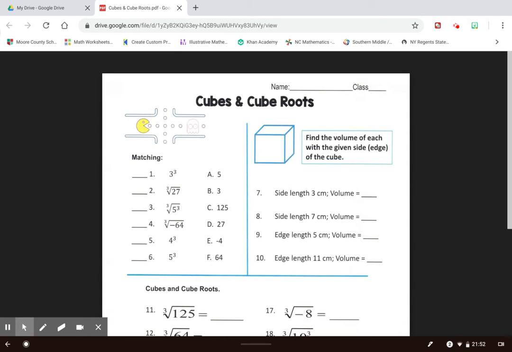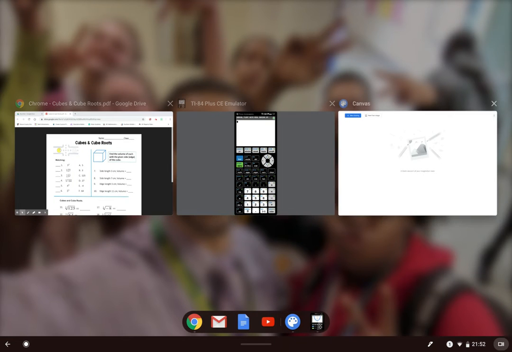Okay, happy Monday, everybody. Today what we're going to be doing is cube roots, and cube roots are not that much different than square roots. It's just using different keys on your calculator. So if we go here, I'll show you what a cube root is.